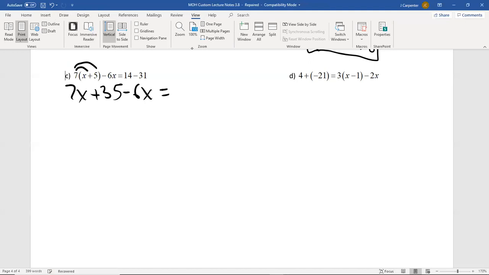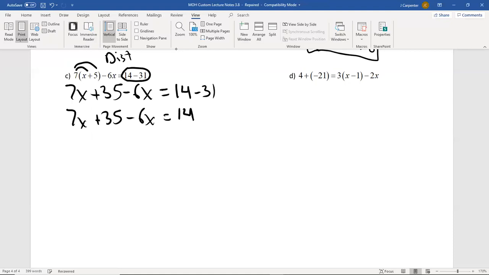Bring down the equals. And in the interest of only doing one type of thing at a time, so I just distributed, I'm only going to do the distributions. Yes, I could have technically simplified the 14 minus 31. I could have gone ahead and done that. In fact, let me at least go ahead and change that to adding a negative. So 7x plus 35 minus 6x equals 14 plus negative 31. So again, I could have combined the like terms on the right side because they were completely separated from that distribution. But I'm just going to only do one type of step at a time.